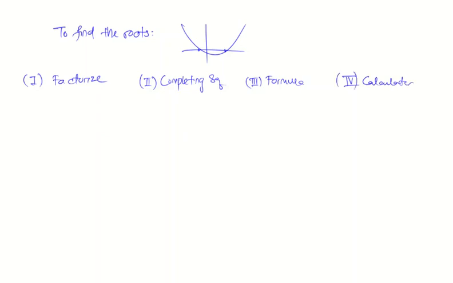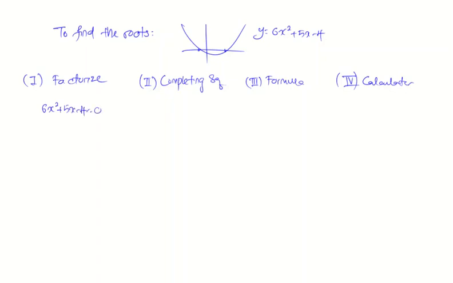So let's try one question. y equals 6x squared plus 5x minus 4. So I want to factorize to find the root. The question is: solve the following quadratic equation by factorization, by completing square, by using formula, or by using calculator. 4 methods. You should get the same answer. I'll show you all 4 methods. So 6x squared plus 5x minus 4 equals 0.